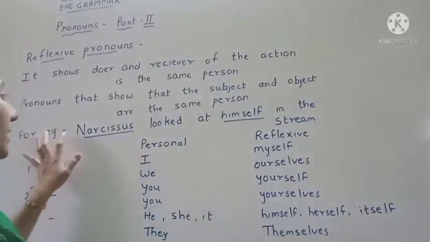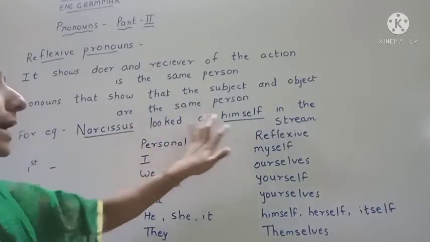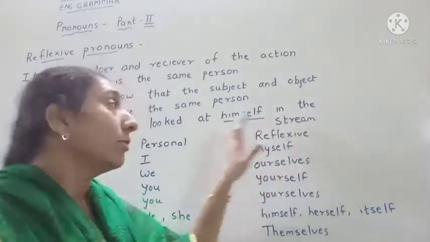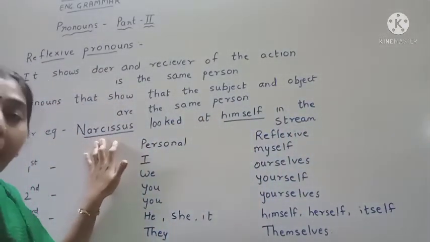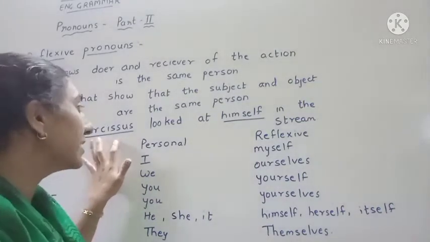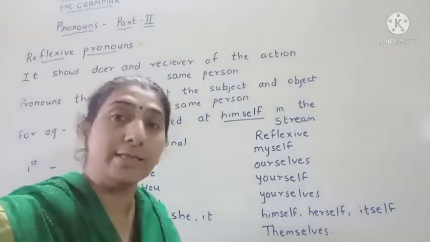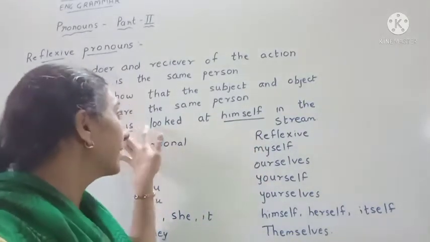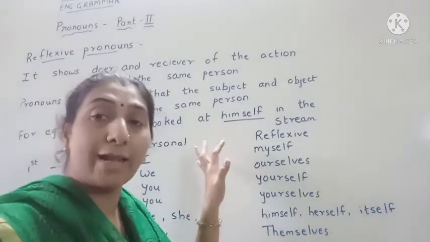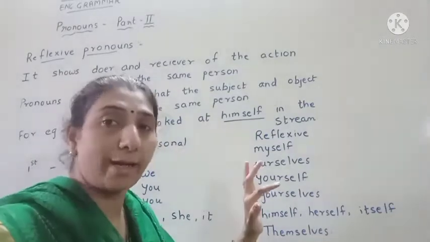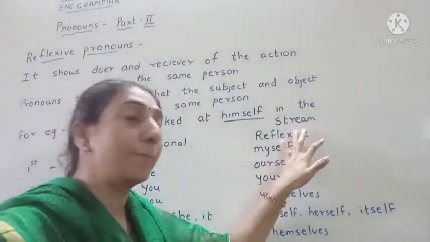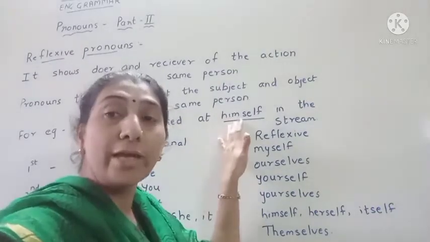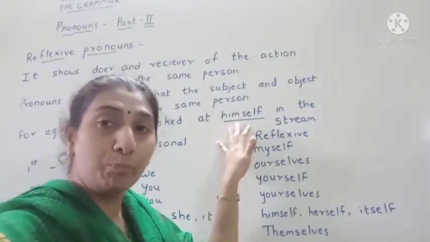For example, Narcissus looked at himself in the stream. Here in this sentence we are talking about Narcissus. No one other is there in the sentence. Narcissus is looking at himself. वो खुद को ही देख रहा है in the stream. So Narcissus is the noun and himself is the reflexive pronoun.